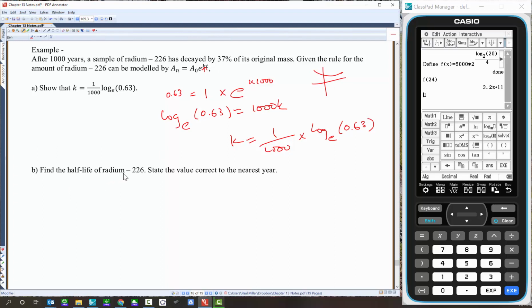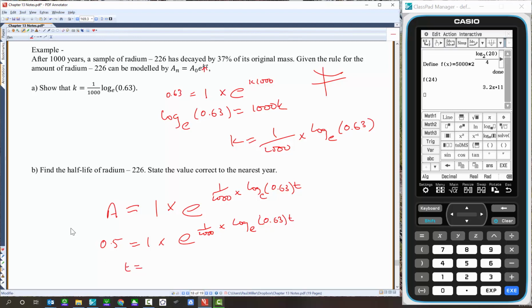Now, find the half-life of radium-226, stating the value correct to the nearest year. Our function is going to be A equals 1 multiplied by e to the power of 1 over 1,000 times log e 0.63 t. Now what we're going to do is note that the amount will decrease from 1 unit of it to half a unit, and that will be its half-life.